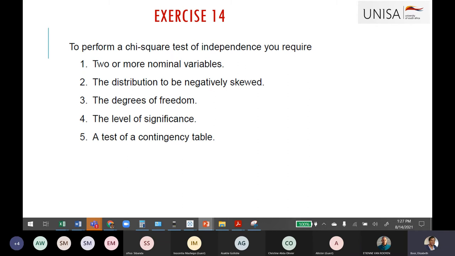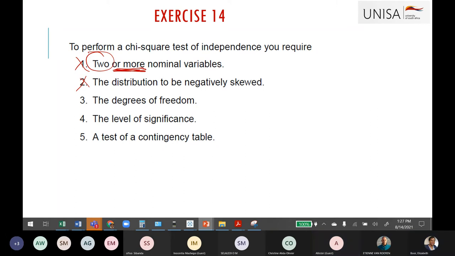To perform a chi-square test of independence, you require two or more nominal variables, the distribution to be negatively skewed, the degrees of freedom, the level of significance, a test of contingency table. Number two is wrong. No, it must be positively skewed. Is number one right or wrong? Nope. We can only use two variables. Also, it is incorrect. For a chi-square test, we test two variables.